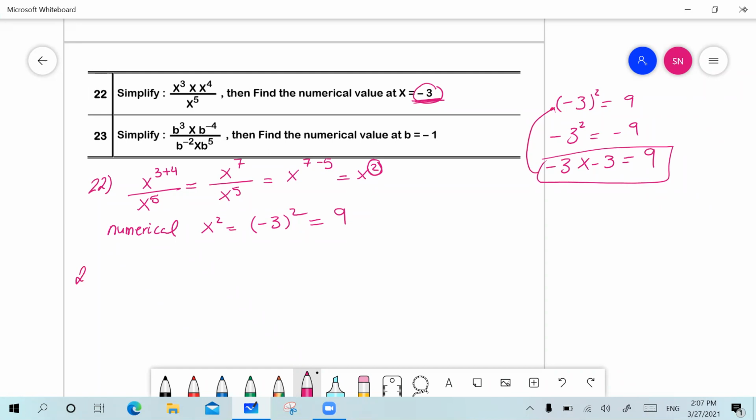And now let's go for number 23. b to the power of 3 times b to the power of negative 4 over b to the power of negative 2 times b to the power of 5.